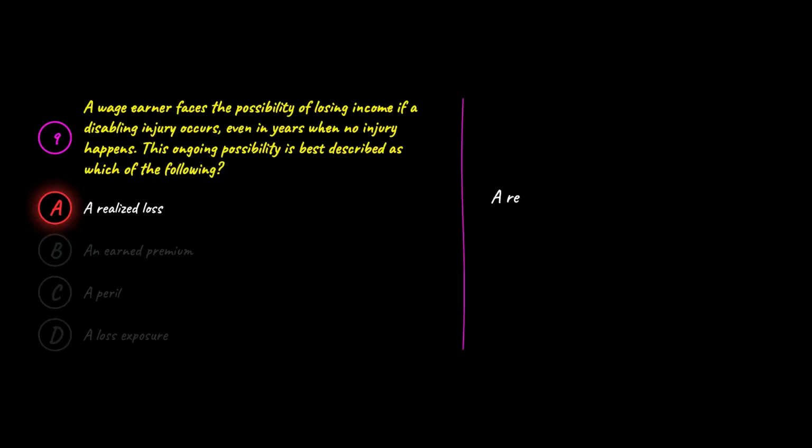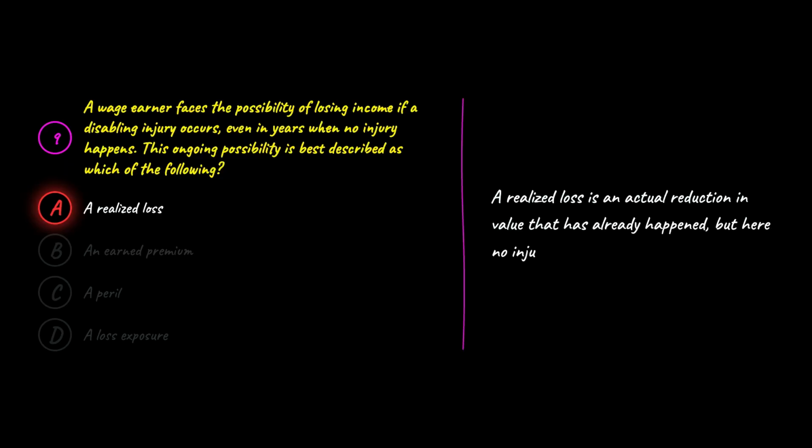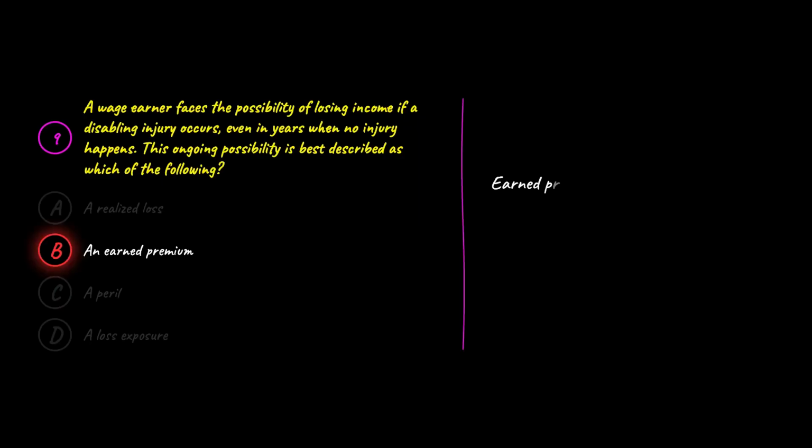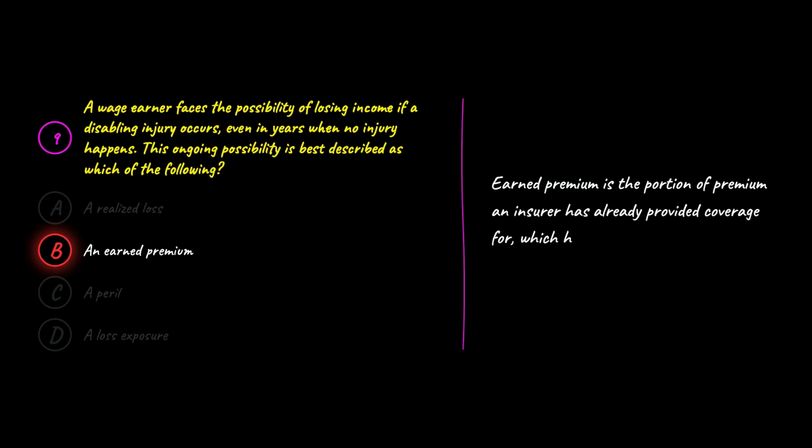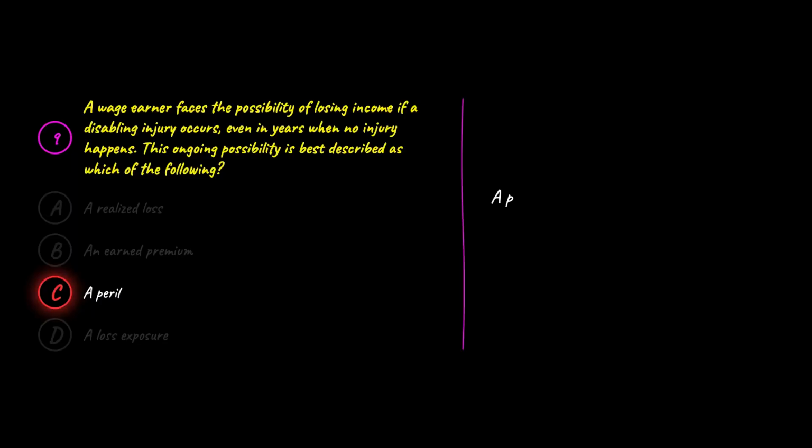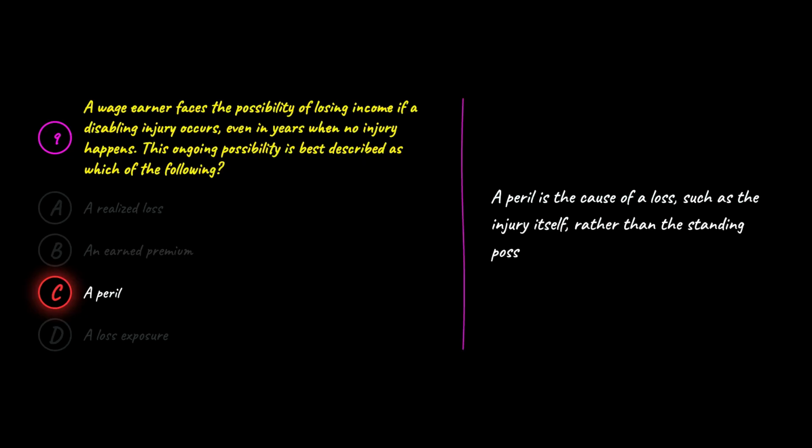A is wrong because a realized loss is an actual reduction in value that has already happened, but here no injury or income loss has yet occurred. B is wrong because earned premium is the portion of premium an insurer has already provided coverage for, which has nothing to do with the chance of injury. C is wrong because a peril is the cause of a loss, such as the injury itself, rather than the standing possibility that such a loss could occur.